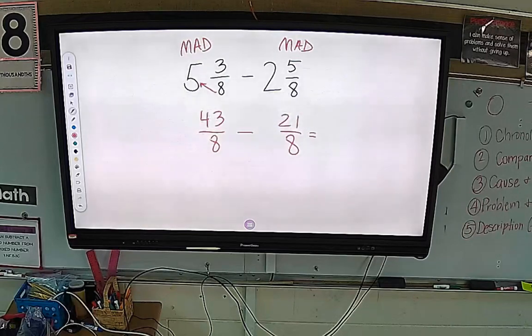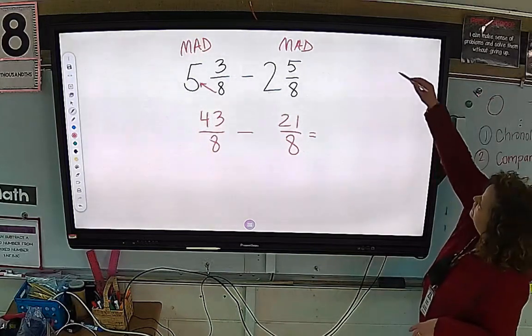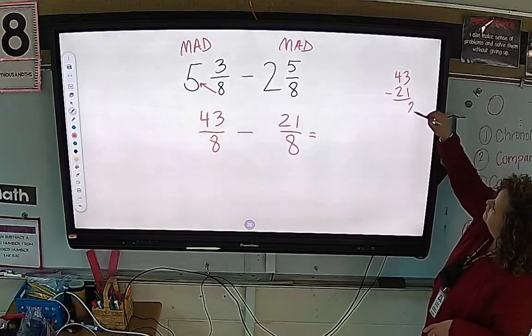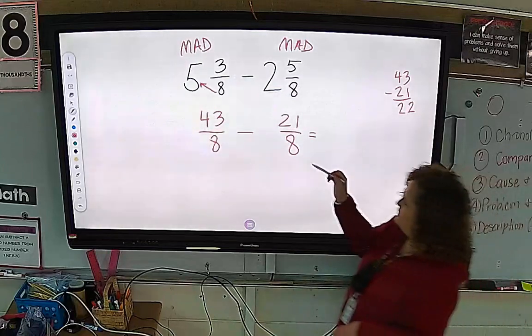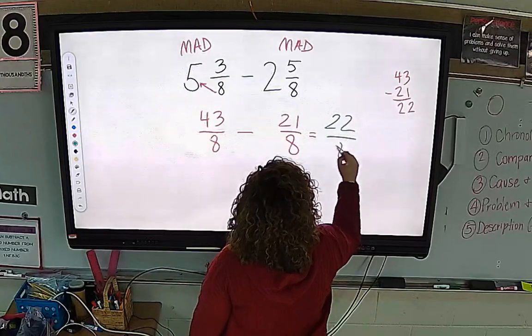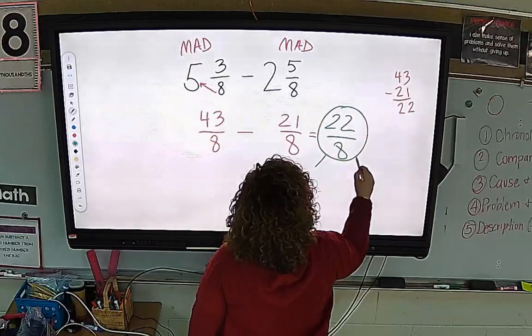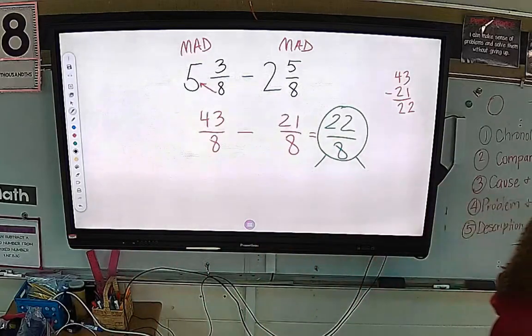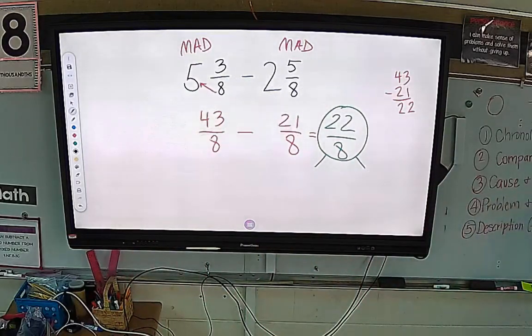Okay. Hold on to your answer. Final answer. What is it, Ishmael? 22/8. But are we finished? Nope. Need a number bond there. It's all coming back to you now, isn't it?